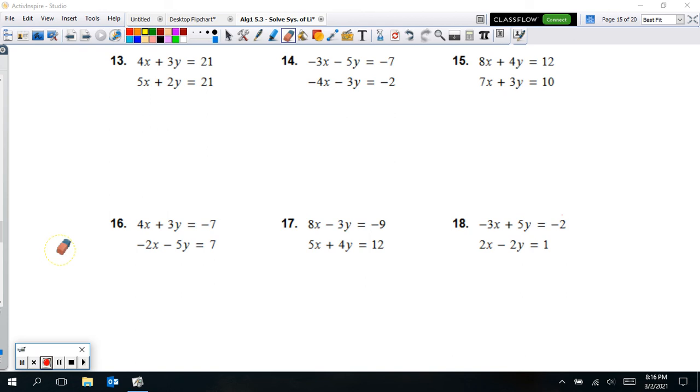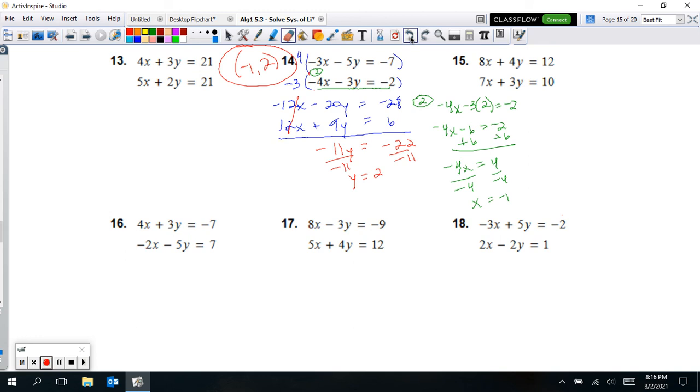Alright, so hopefully you were able to finish 14, 16, and 18. I got a little extra space here just so it's not confusing, so you can see them clearly. So for 14, our answer should have been negative 1, comma 2. So negative 1 is x, 2 is y. And so we were eliminating the x's on that one. That's what I told you to do.